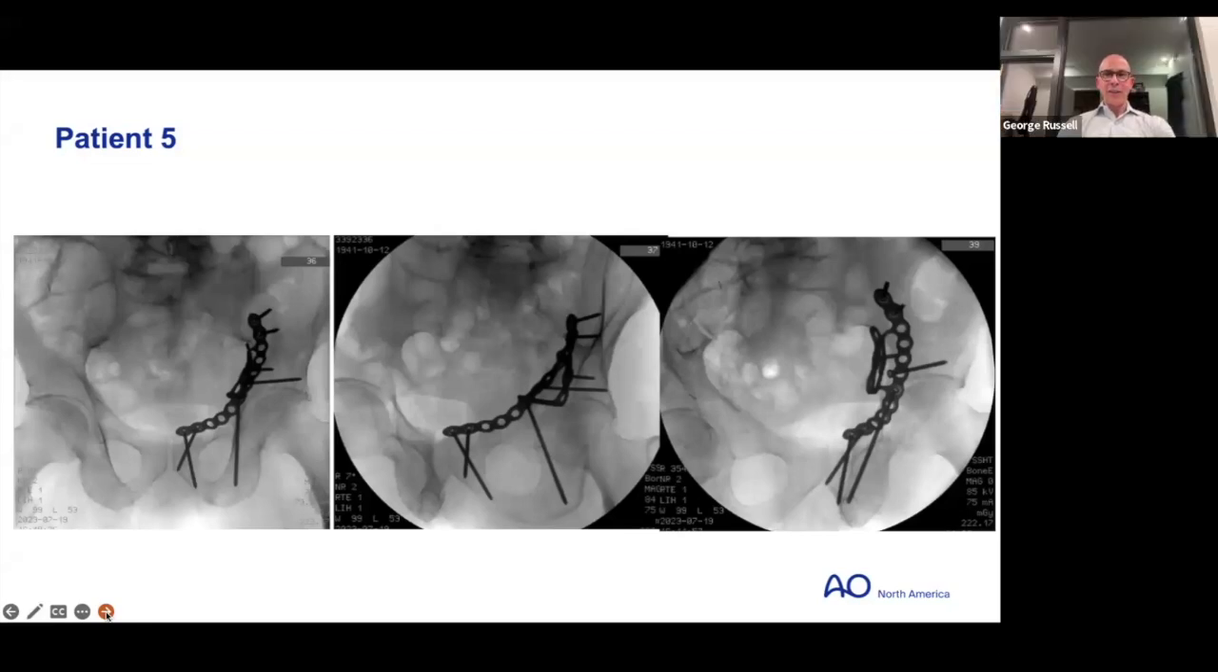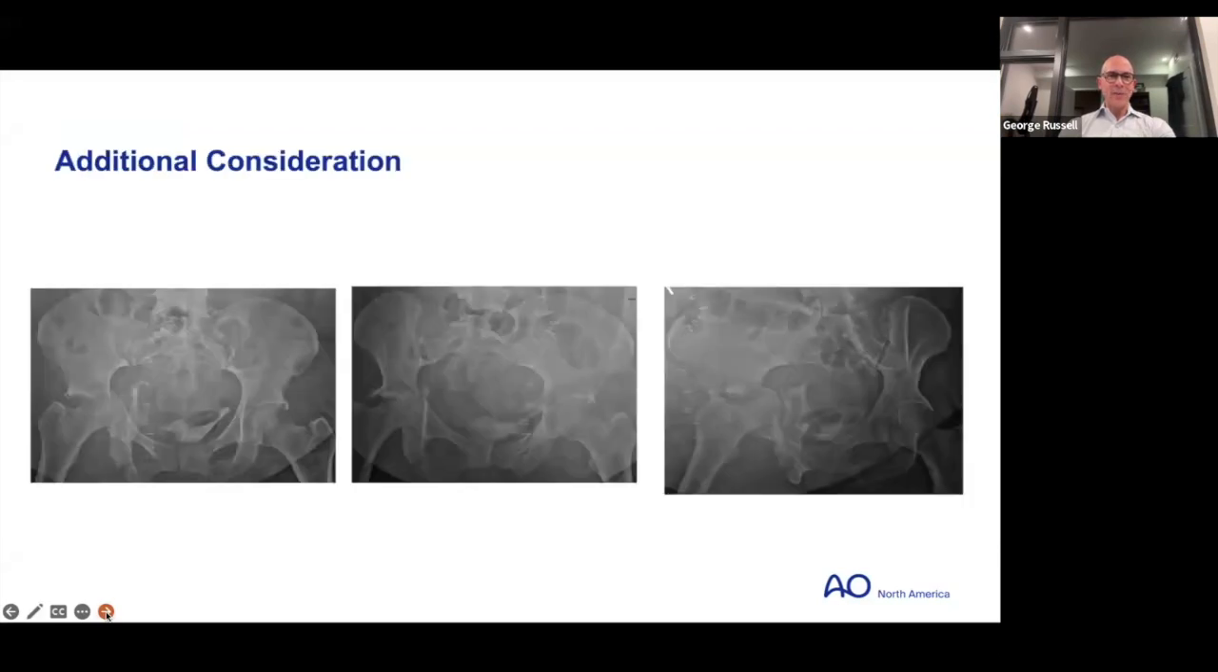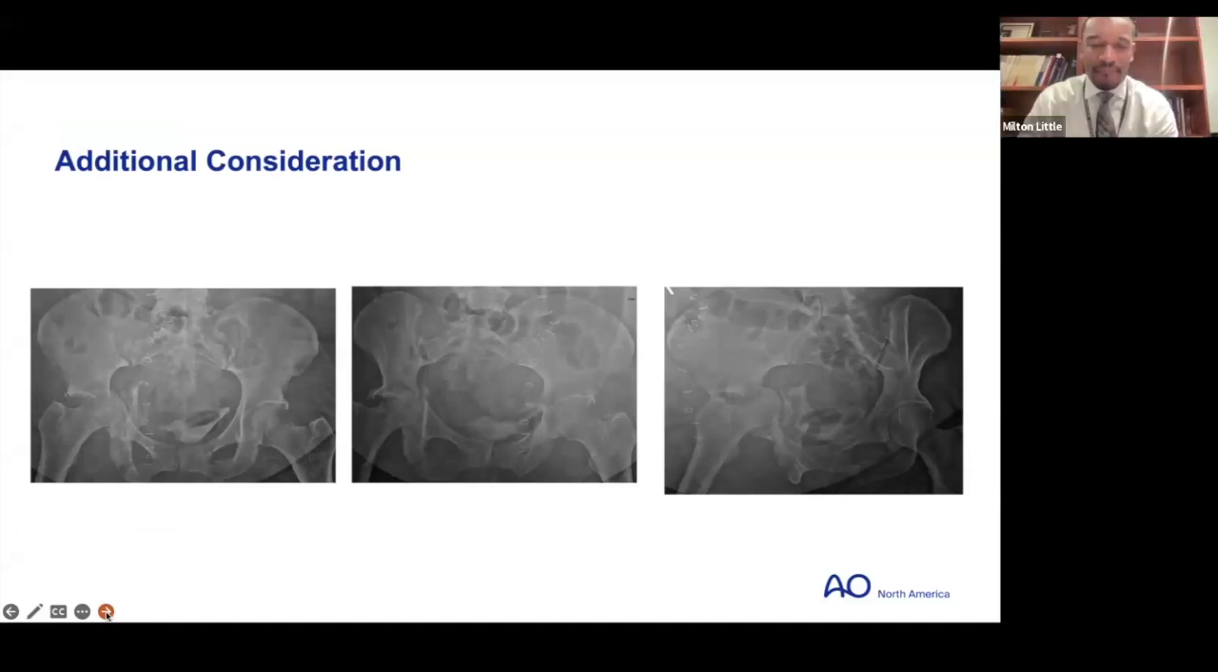Great point. Using the moderator's prerogative, this was a beautiful T-type approach anteriorly. Now, Dr. Little, this is the same type of fracture. It's a T-type, and it's a little bit different. Describe what's different in 2 minutes and tell me what you would do differently, if anything.